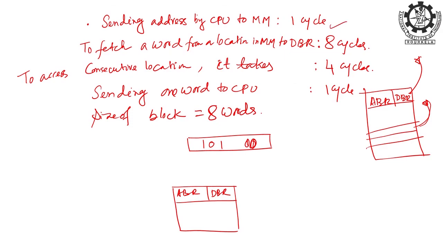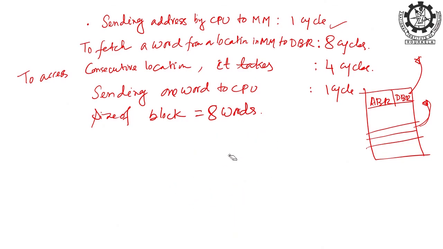After that, if we use the earlier organization, that means all 8 words will be within a memory module. So, how many cycles will that organization take? First, the sending is fixed, that is one cycle, and then to fetch a word from a location to the DBR it will take 8 cycles. That is the first word, 8, plus then each consecutive word will take 4 cycles. How many other words? 7. So, it will take 7 into 4, and then something for sending the word.